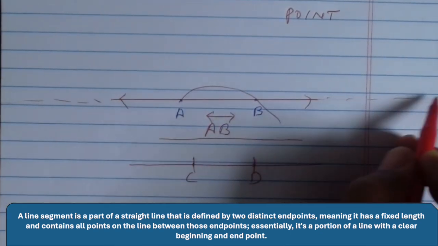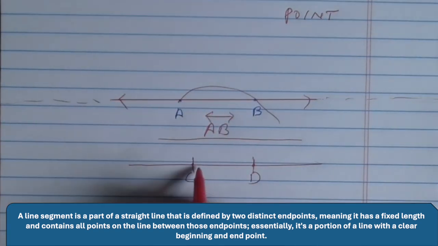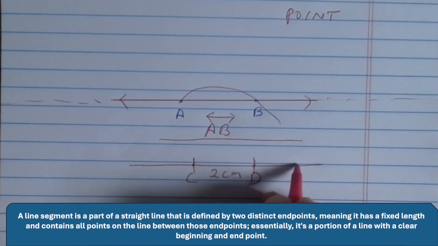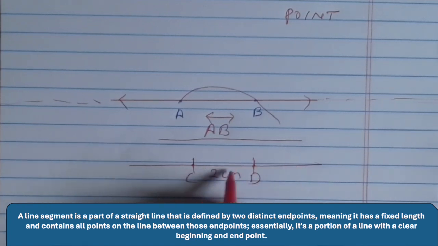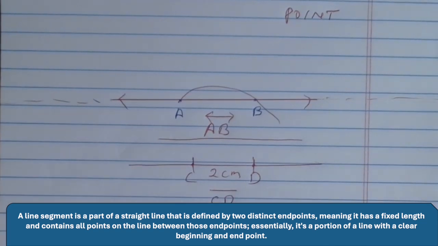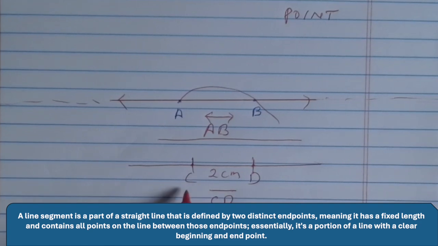A line does not have a length because it grows till infinity. But from C to D, if I take a scale and measure, probably it is around 2 centimeters. So it will always be 2 centimeters. It cannot go beyond or become less. So it is a segment, and a segment is represented by this. It indicates that it cannot extend here, it cannot extend here.